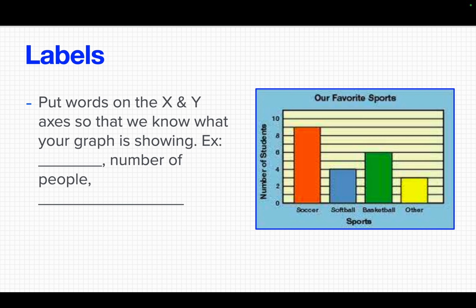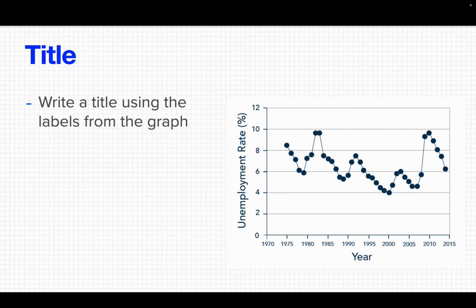All right, labels. So we put words on the X and Y axes so that we know what our graph is showing. So for example, time, or the number of people, or the number of students, or sports, or distance. You see, these are the bigger, bolder labels on the Y-axis going up and down and the X-axis going across. So this kind of just describes, what are soccer, softball, basketball, and other? Oh, those are sports. Or what are the numbers 0 through 10? Oh, those are the number of students. So those are labels, right? And then units come in parentheses.